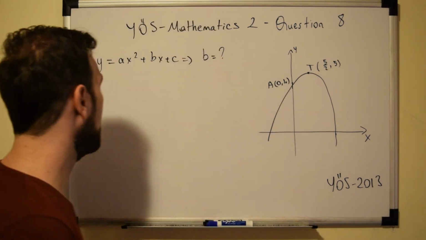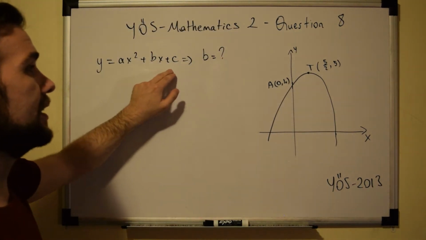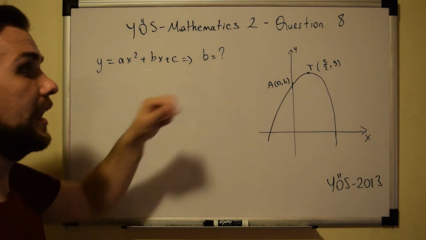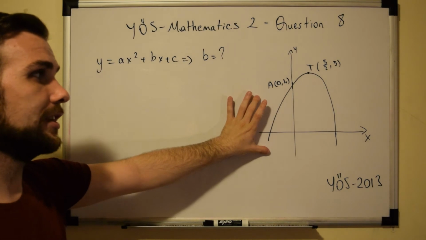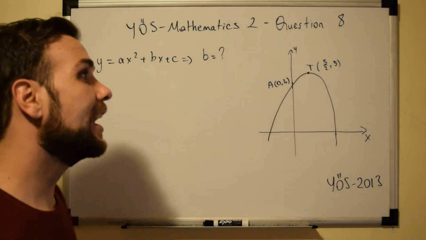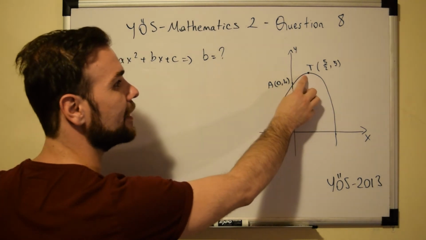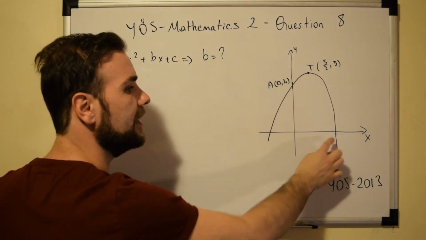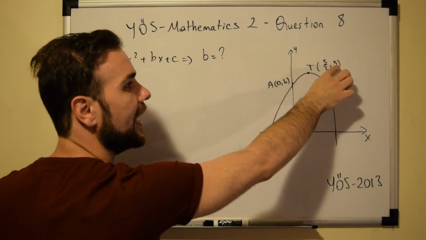Welcome to question number 8. In this question we have y, which is equal to ax squared plus bx plus c, and we are asked the value of b. Moreover, we are given the information in this coordinate plane where we have a function, and we already know that the top point, the peak of this function is T, which has coordinates 5 over 2 and 5.